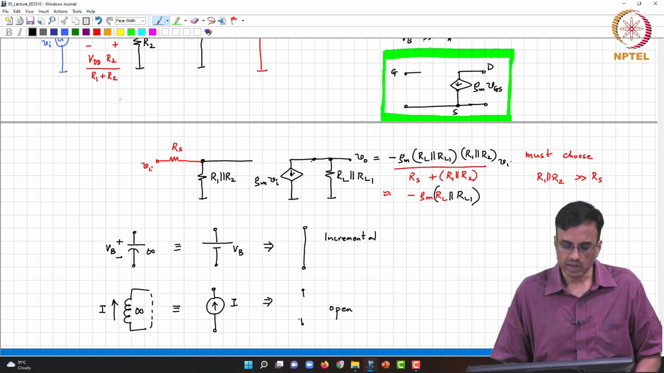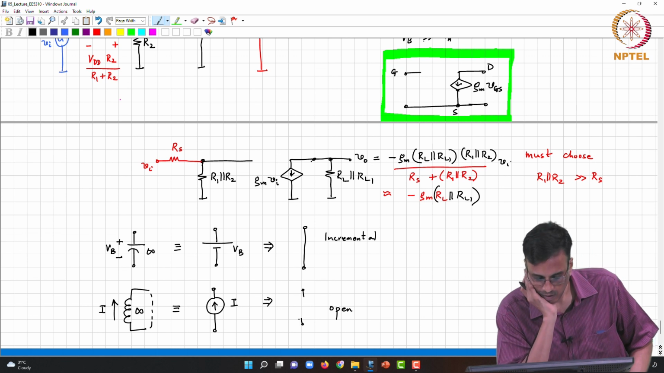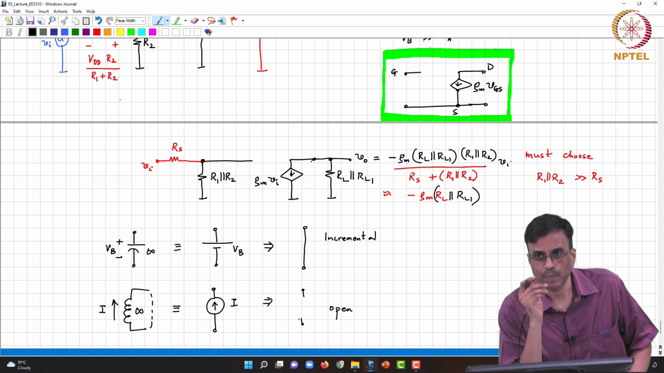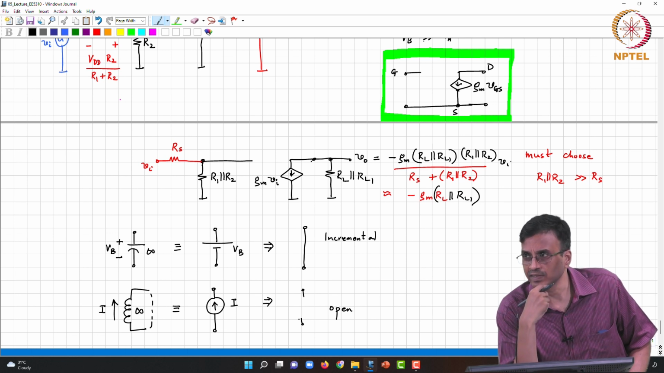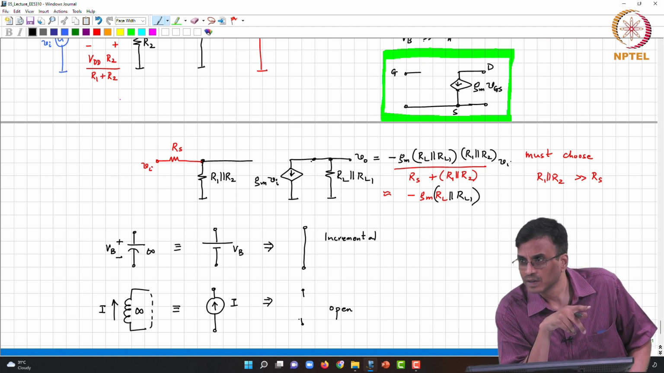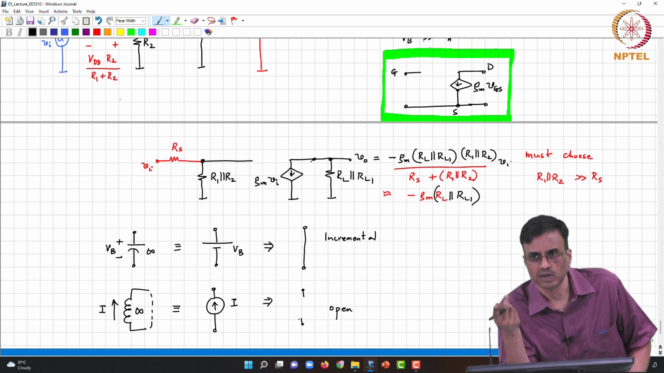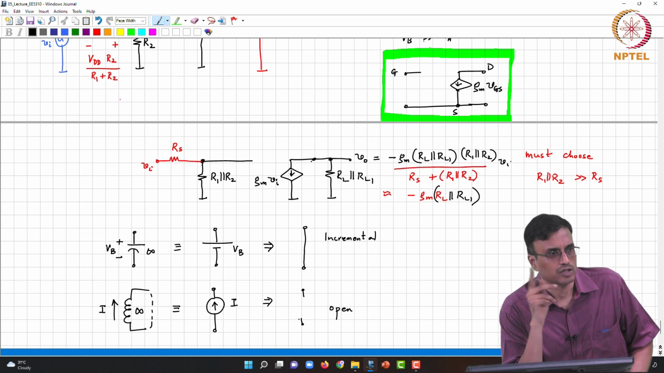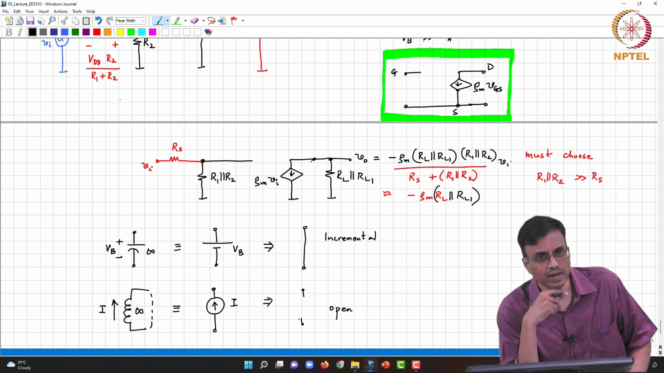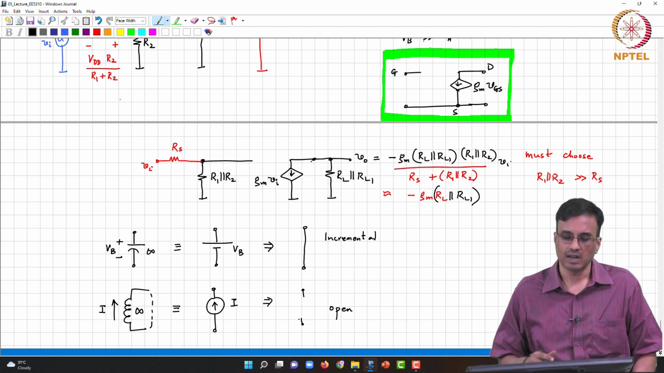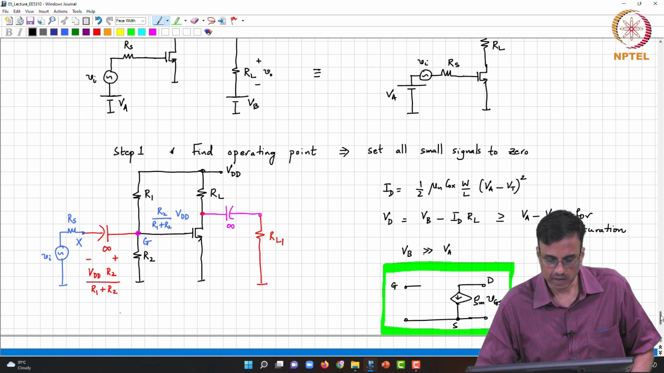So, what do you notice? An infinite capacitor is open in the quiescent circuit that finds the quiescent operating point, whereas in the incremental network it is a short circuit. An infinite inductor, on the other hand, is a short circuit in the quiescent network, but open in the incremental network. These are useful things to know.